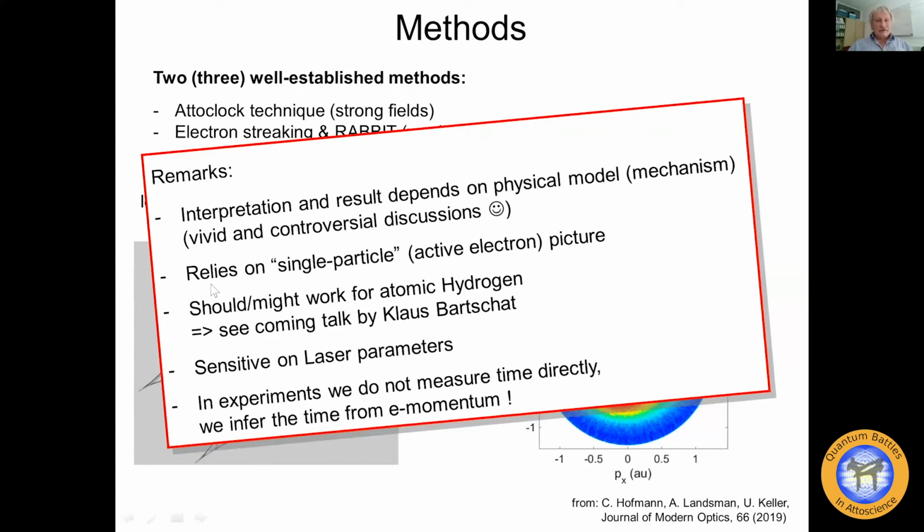So the measurement relies also on a single particle picture, one active electron. Very often we have problems or neglect even other processes, other interactions. It might work for atomic hydrogen. There will be a talk by Klaus Bartschat, I think tomorrow. And it is also sensitive to the laser parameters, also to macroscopic parameters. We do not measure time directly, we infer the time from a momentum measurement.